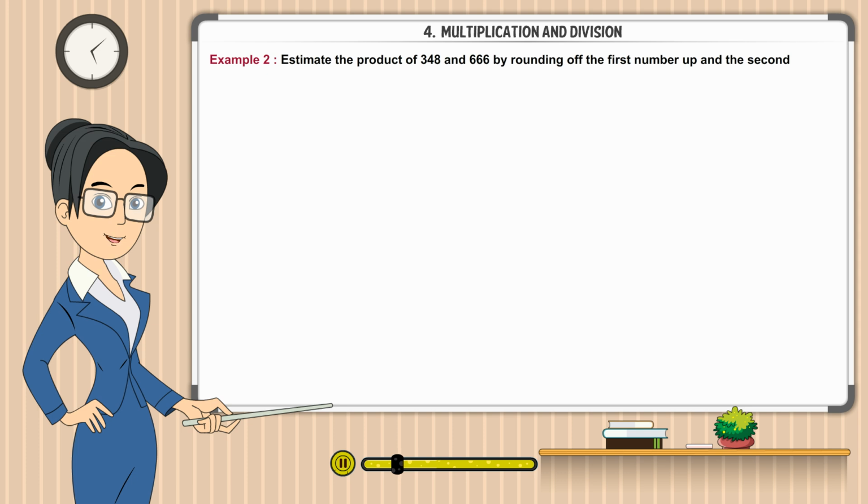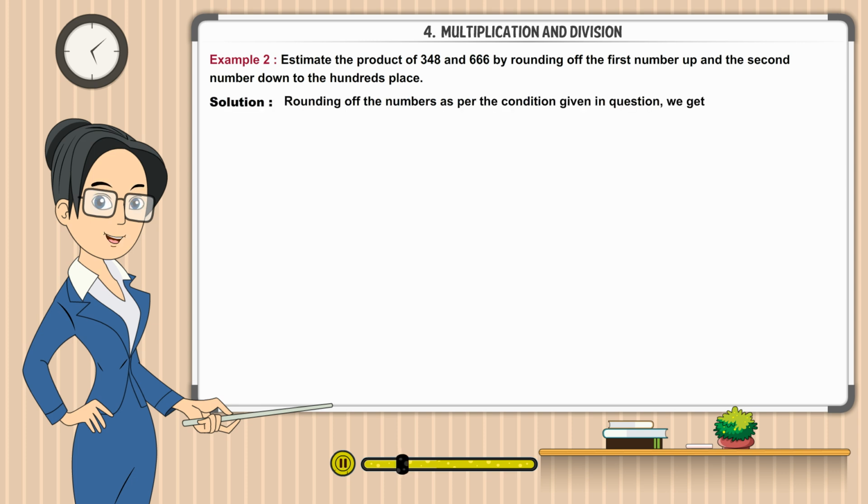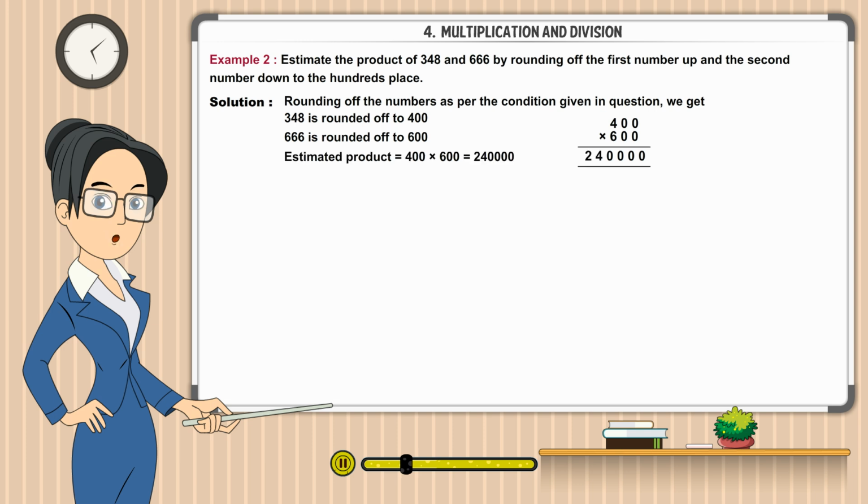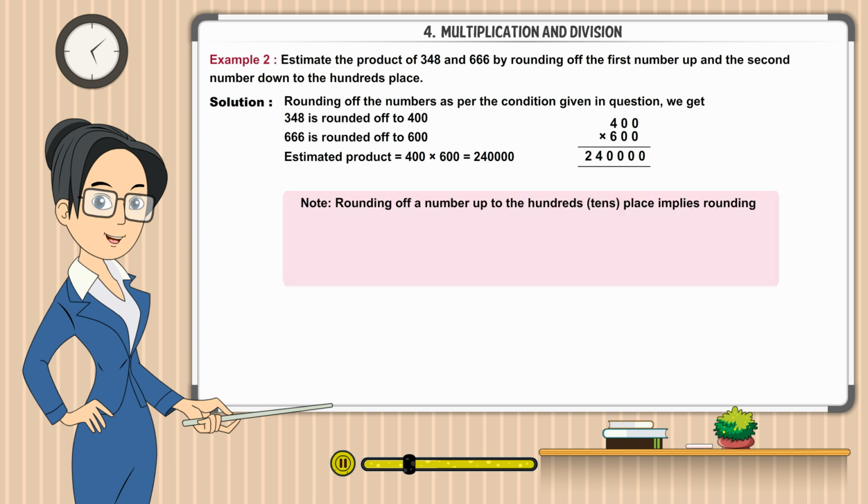Example 2. Estimate the product of 348 and 666 by rounding off the first number up and the second number down to the hundreds place. Solution. Rounding off the numbers as per the condition given in the question, we get 348 is rounded off to 400. 666 is rounded off to 600. Estimated product is equal to 400 × 600 = 2,40,000.